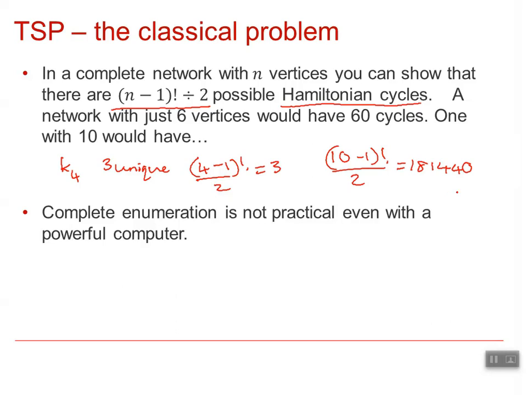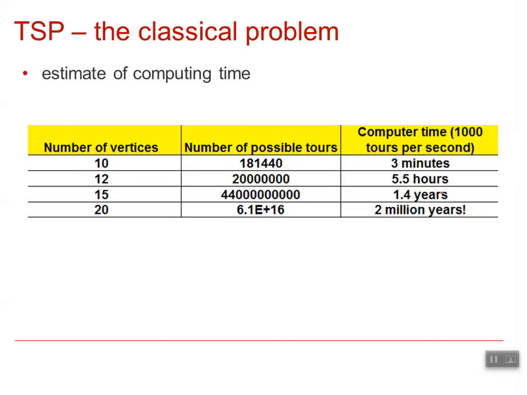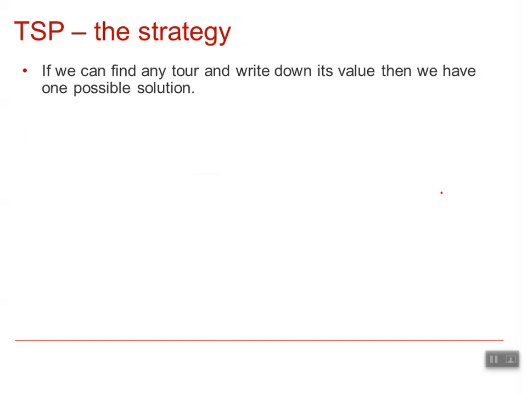To write down the list is obviously not practical, but even for a powerful computer it would take a very long time. If we look at the computing times for a computer that can find 1,000 tours per second, you can see that even when we get to 12 vertices, it takes a computer 5.5 hours. If we had 20 vertices, it's unrealistic to ask a computer to do this because it would take 2 million years.